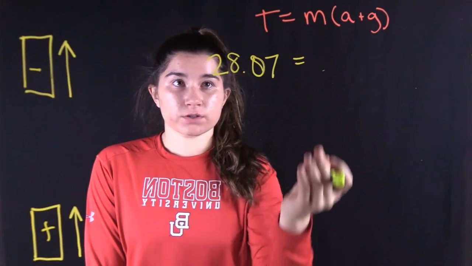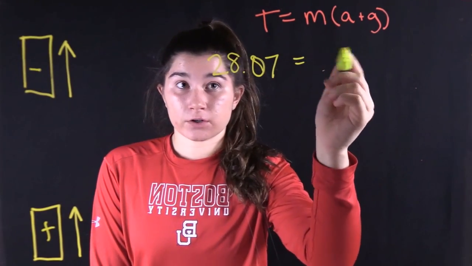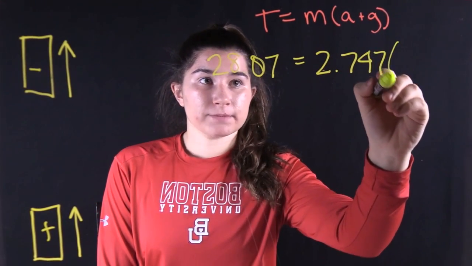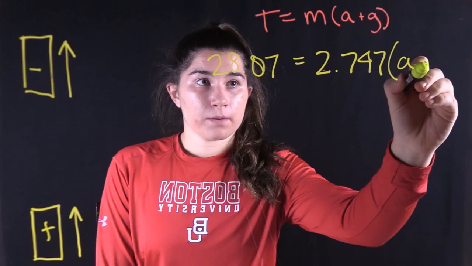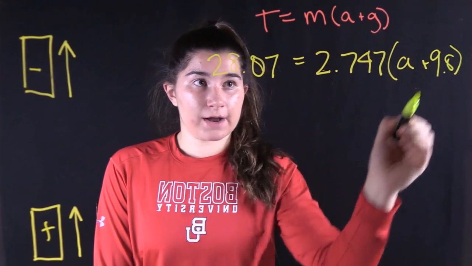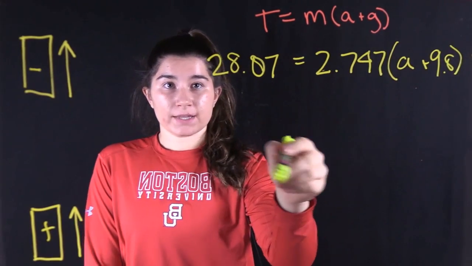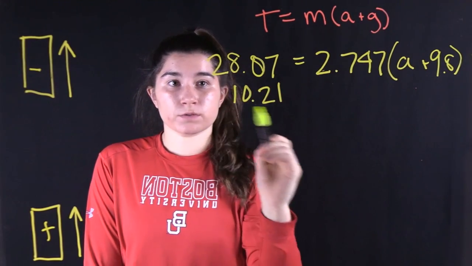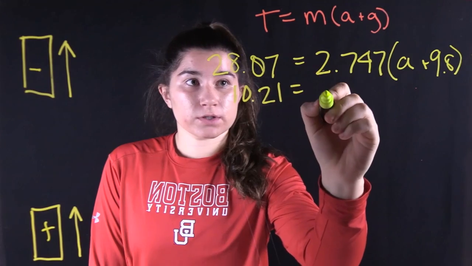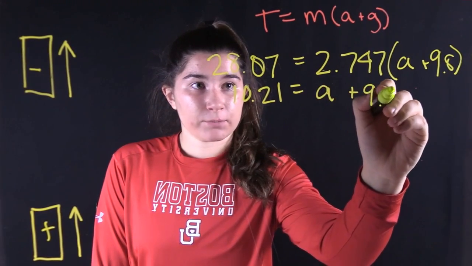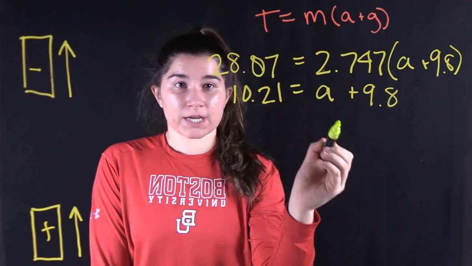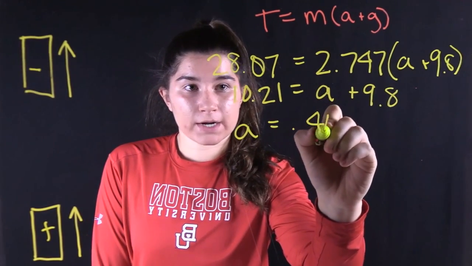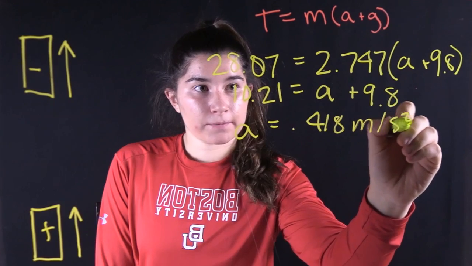which should then be set equal to the mass of the object, which is in kilograms, which is 2.747 kilograms, times the acceleration, which we're solving for, plus the acceleration of gravity, which is 9.8. If you divide these out, you get 10.21 meters per second squared because we're dividing newtons by kilograms, which then equals acceleration plus 9.8. These are both in meters per second squared, so we can subtract them, and we get our acceleration to be 0.418 meters per second squared.